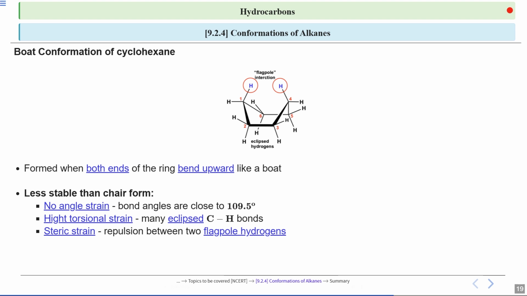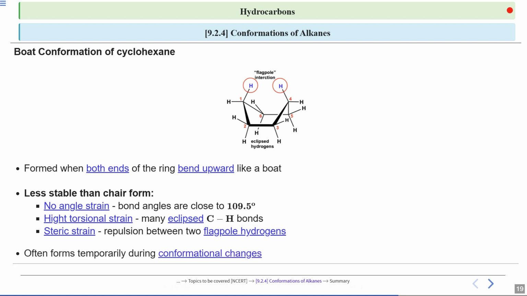Next, what about the steric strain? So there is of course a repulsion between the two flagpole hydrogens. You can see here, it is represented here, that the two hydrogens are now very close to each other. Now they are so close that they are capable of showing the steric strain, which was not seen in the case of the chair form, right?